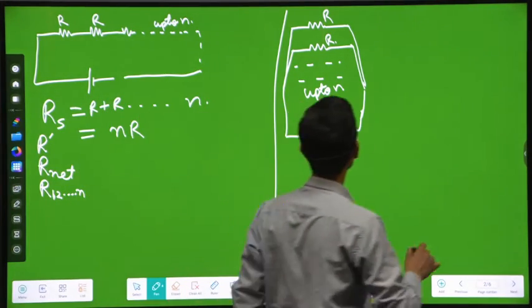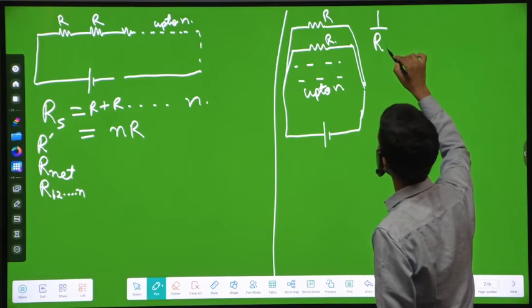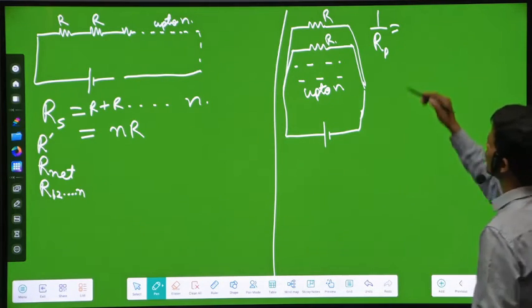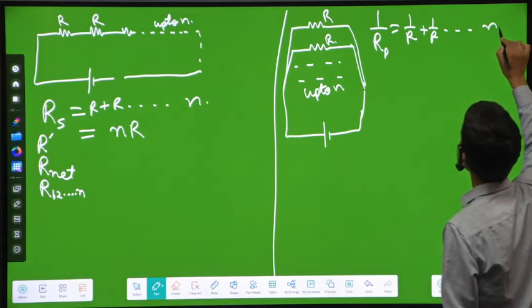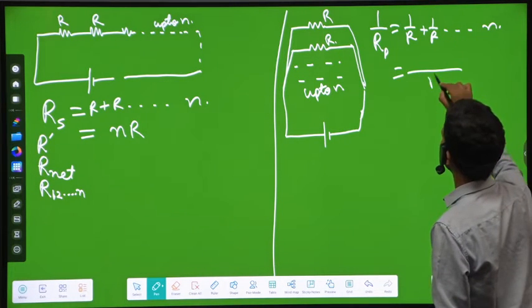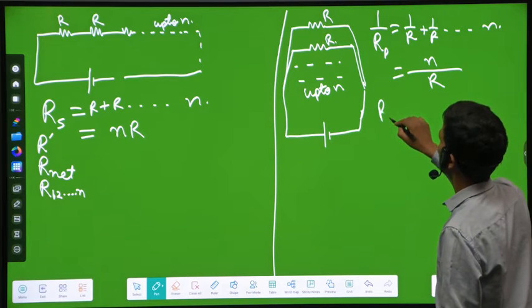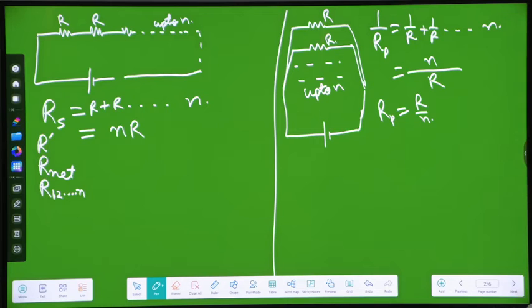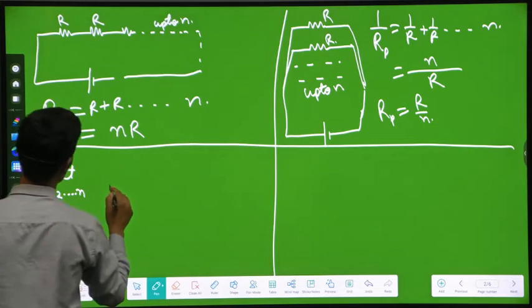Now here, 1 upon Rp for parallel, or any of the symbols you can choose from here. 1 upon R plus 1 upon R up to n. It means 1 plus 1 plus 1 up to n upon R. So Rp is R by n. It was so easy. But now I'm bringing some complication here.